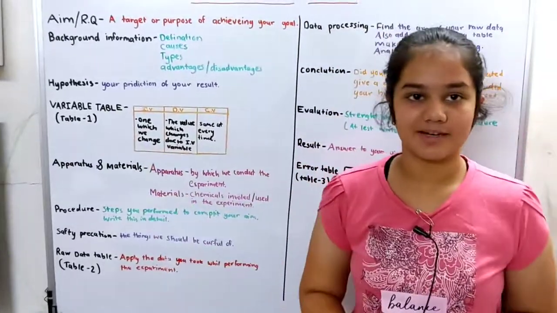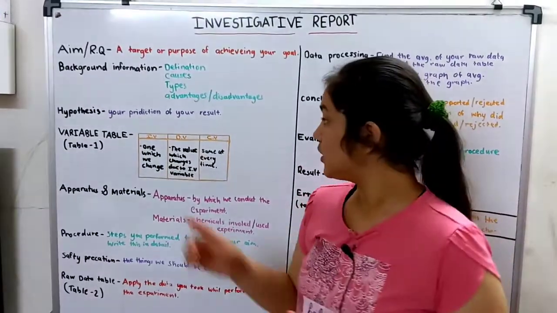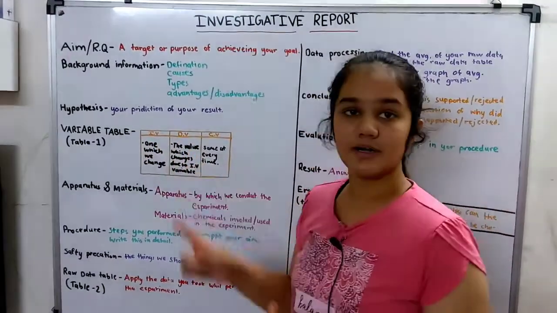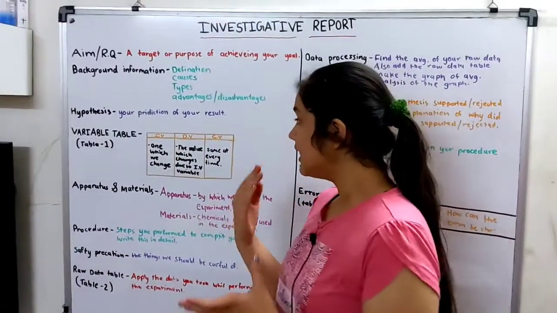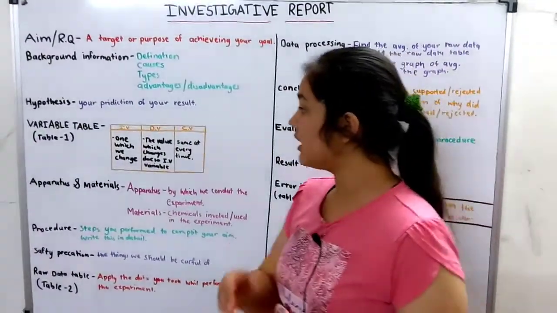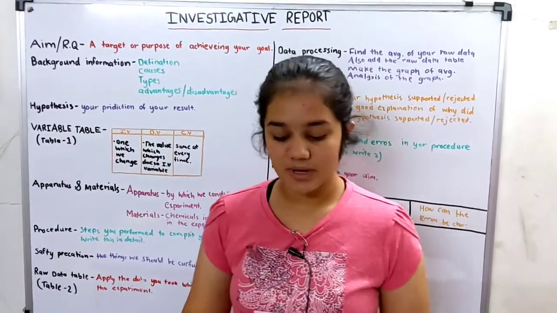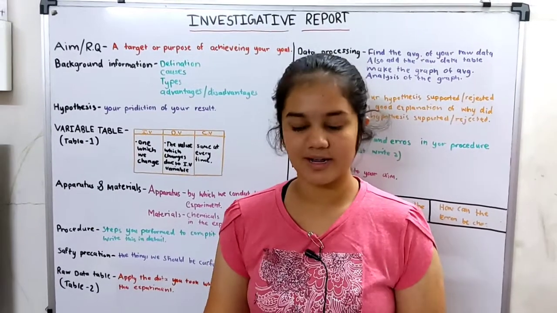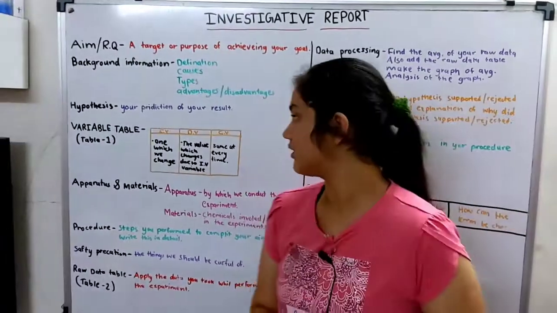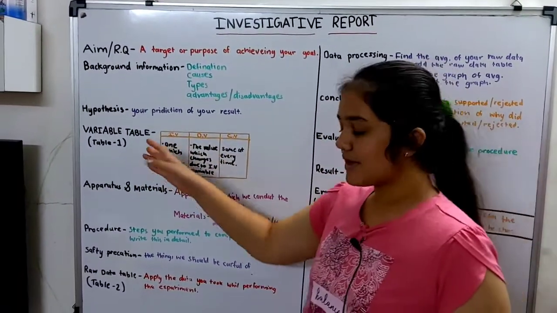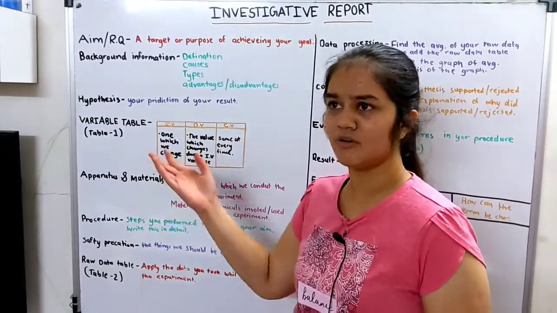Then comes the variable table, where you make a table. There are 3 parts in a variable table. One is the independent variable, second is the dependent variable, and third is the constant variable. In the independent variable, you write the one which we change. So what are we changing in this experiment? We are changing the amount of water, the water level, as you can see here, that each glass has a different amount of water. So in the independent variable, we can say the volume of water.